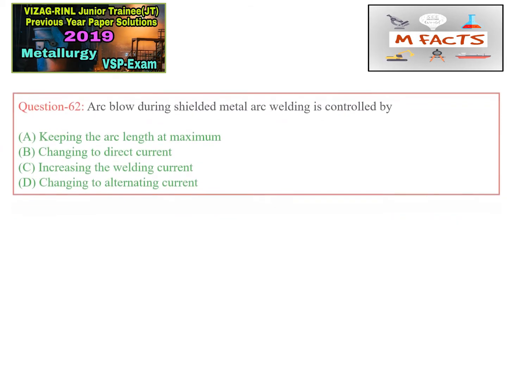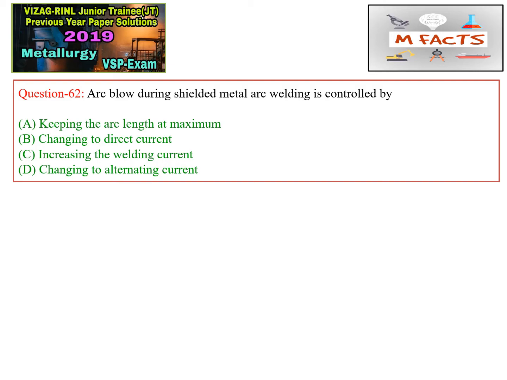So the next question is: arc blow during shielded metal arc welding, which is also known as SMAW. Sometimes they may ask in abbreviated form. So SMAW welding is controlled by. Okay, so in this SMAW type of welding, you can control this arc by controlling or by changing the alternating current.